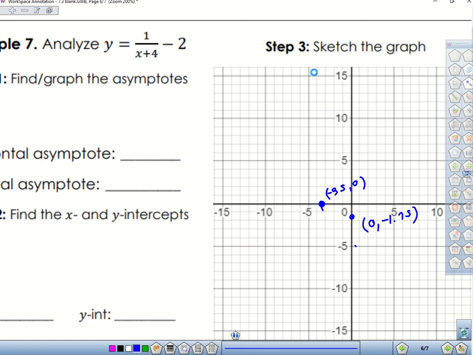So once you graph that, you're going to kind of connect it like this. Like I said, this is just a sketch.